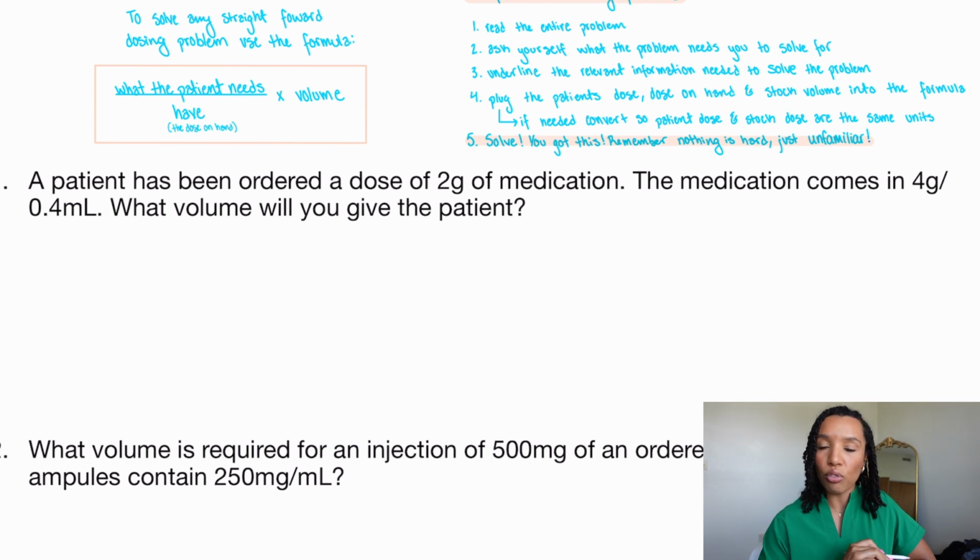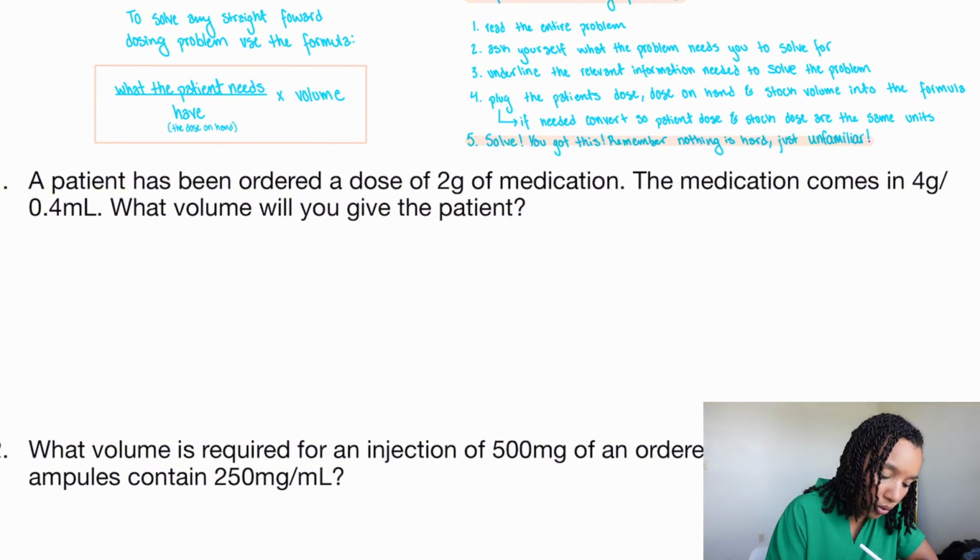So our first step, read the entire problem. We did that. Our second step is to ask ourselves, what is this problem wanting me to solve for? Well, this problem was very straightforward, and it said, what volume will you give the patient? So that's what I'm solving for. The next thing I do is underline my relevant information, because there are certain problems that give you irrelevant information that you don't need, to distract you. So what do we need to solve this problem? Number 1, what am I solving for? I'm solving for volume.